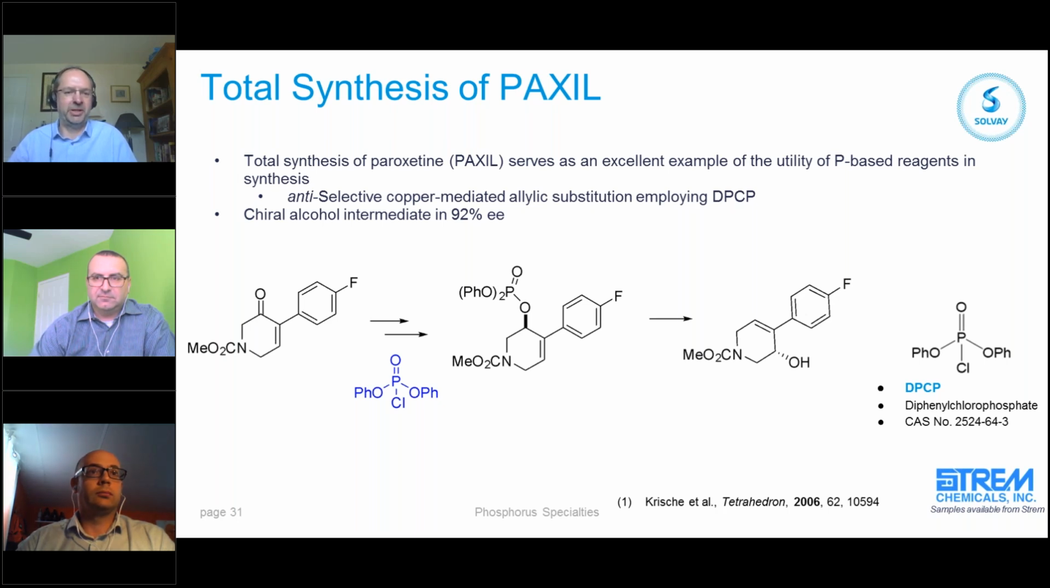So in this case for Paxil, you can see there's at least 3 distinct steps where phosphorus-based reagents can play a role. So it's a very good example, and you'll notice that in all of these cases, phosphorus is not an element that's present in the final API. So later on, we'll see some examples where phosphorus is present. Next slide.